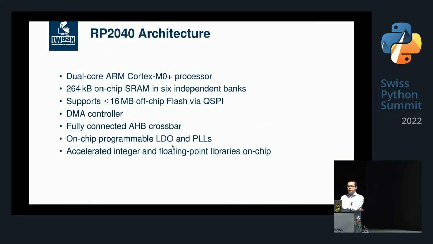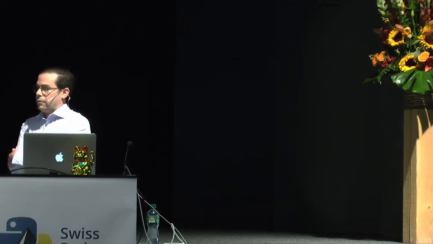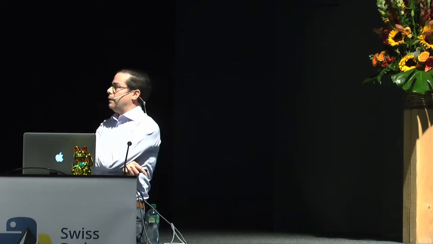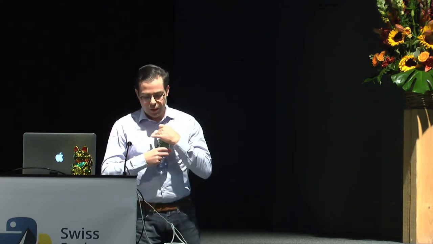Regarding the architecture, it is a dual-core ARM Cortex M0 Plus processor. It has 264 kilobytes of SRAM on chip. The flash memory is external. The maximum size is 16 megabytes and it is connected to the controller via a QSPI bus. It has a very capable DMA controller. Everything is connected over a crossbar, which makes it very flexible. You can move data from one part to the other very easily. There are also on-chip programmable voltage regulators and PLLs, for example, supplying the circuit with the core voltage of 1.1 volts. And there are also accelerated integer and floating point libraries on the chip.